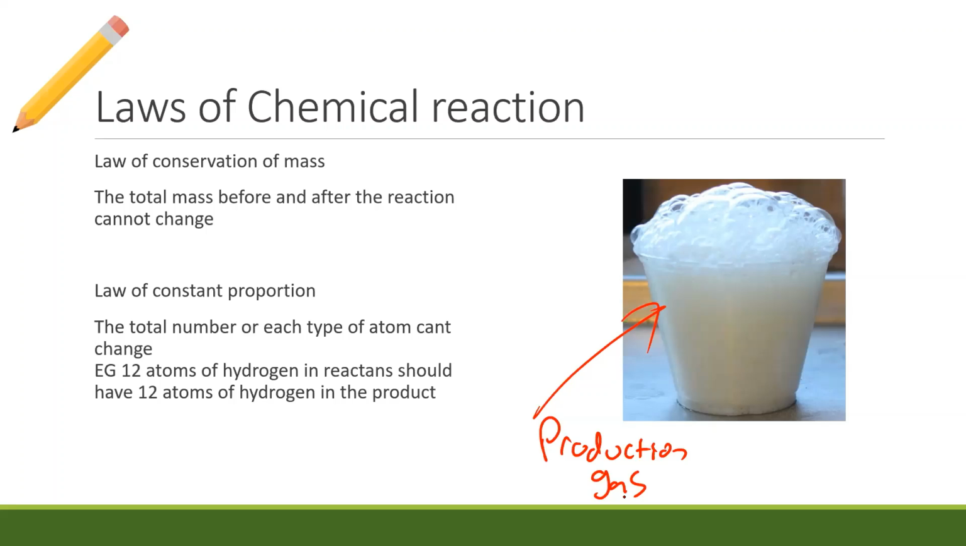There are 2 laws for chemical reactions. The first is the conservation of mass. That means that the total mass before and after the reaction cannot change. Now, I love messing with students with this one. You say, if I have a piece of wood that weighs 10 grams and I burn it, suddenly it only weighs 2 grams. Where did the 8 grams go? We've obviously broken the law of conservation of mass. Does anyone know where that 8 grams goes if I burn a piece of wood?